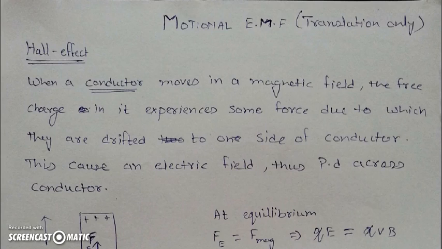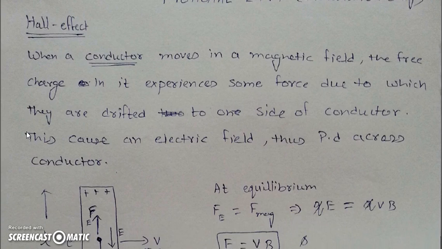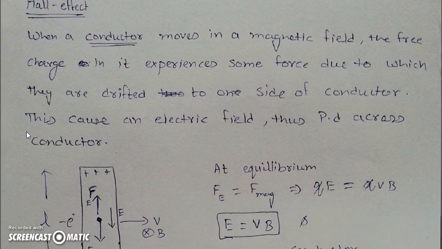In today's video, we'll be looking at motional EMF, and we'll be taking only translational cases. We'll be covering another lecture on EMF in rotational motion. So let's start with the Hall effect. What happens when a conductor is moving in a magnetic field?